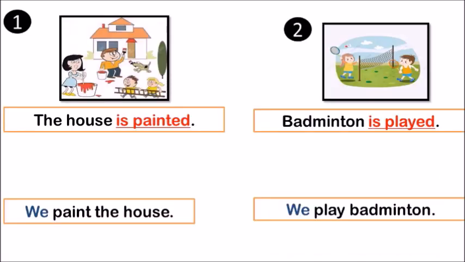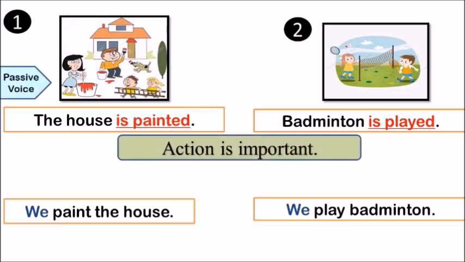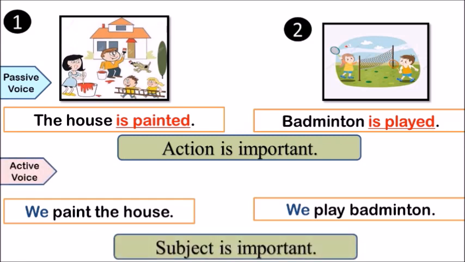Let's study some more examples. Look at the picture number 1. The house is painted. Look at the picture number 2. Badminton is played. In both sentences, we cannot find the doer. Only the actions are described. They are passive voice sentences. Study these two sentences. We paint the house. We play badminton. In both sentences, we can find the doer. They are active voice sentences.